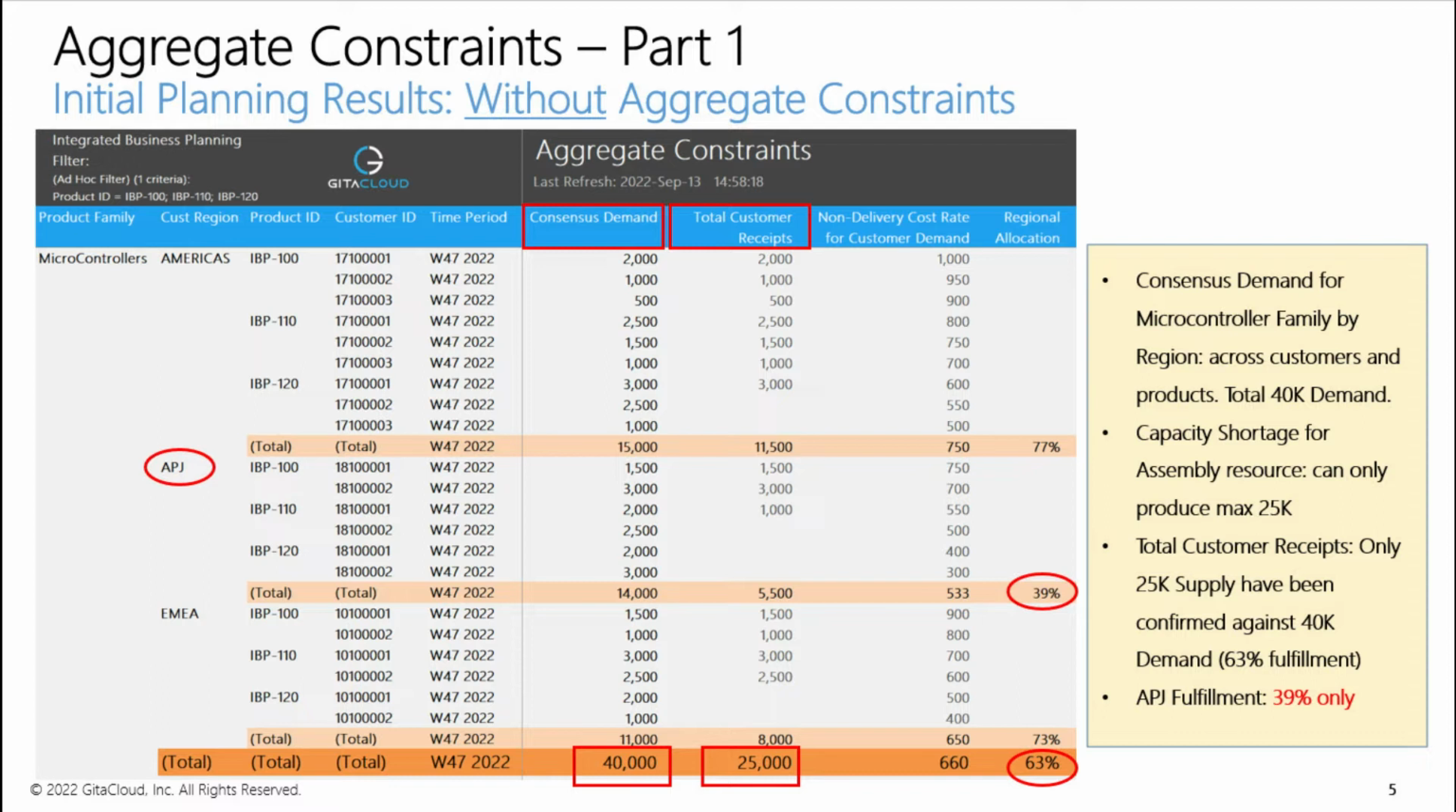This results in APJ region getting only 39% of demands fulfilled, while Americas and EMEA regions get more than 70% fulfillment. Although this plan is optimal from a global revenue perspective, it does not work for the market share and regional growth goals the company has in the strategic APJ region. Let's see how aggregate constraints can help to ensure a minimum share of supply for the APJ region.